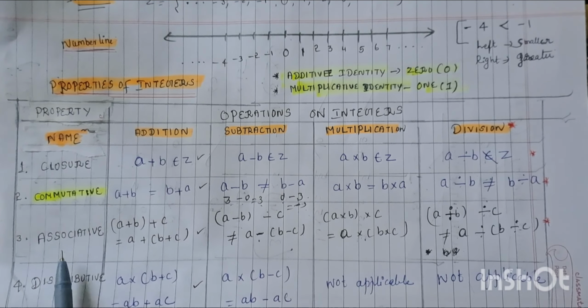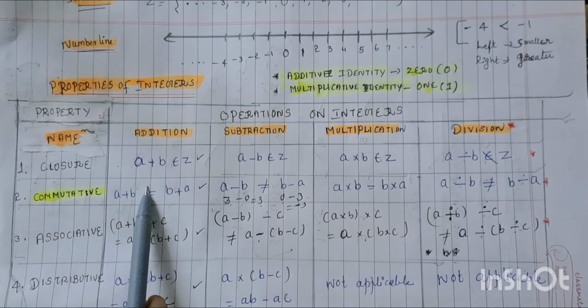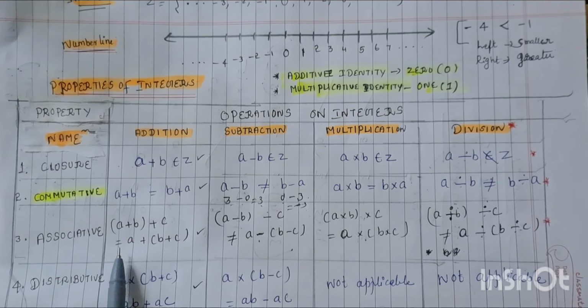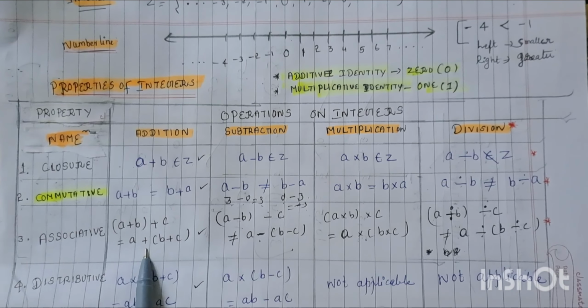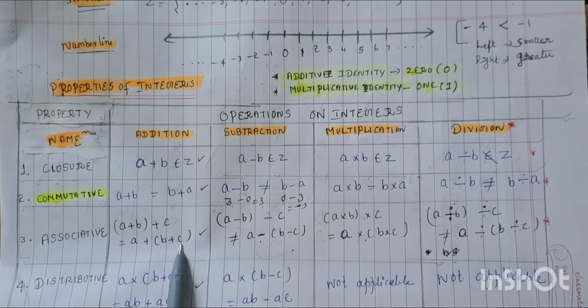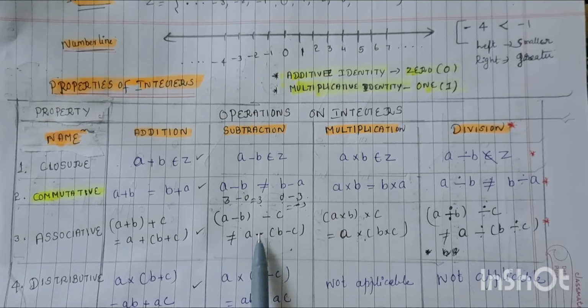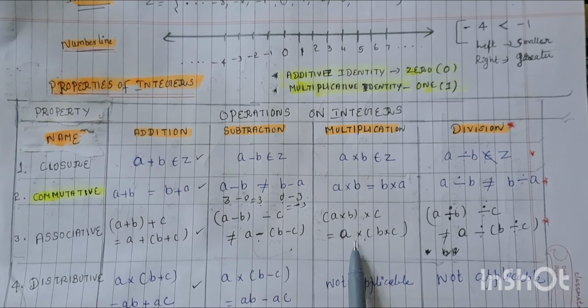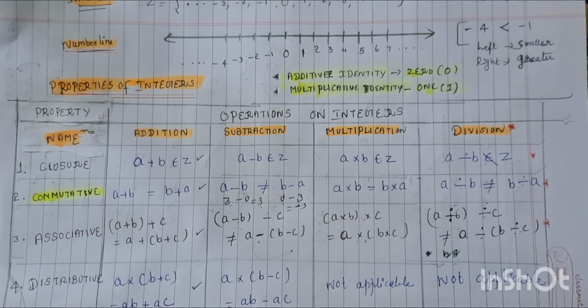Similarly, associative. Associative means you always have to take three numbers, whereas commutative means two elements. So (a plus b) plus c will be equal to a plus (b plus c). Even if you regroup them, the addition value does not change. But in subtraction it changes. In multiplication it does not change. But in division it does not satisfy.